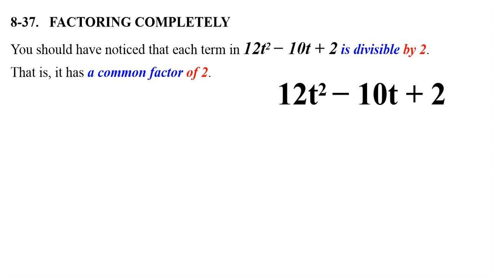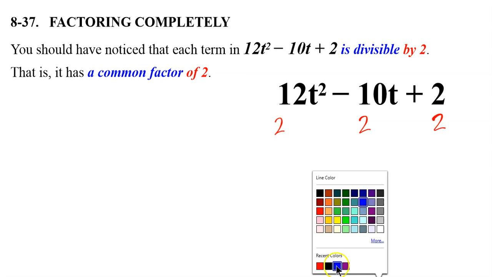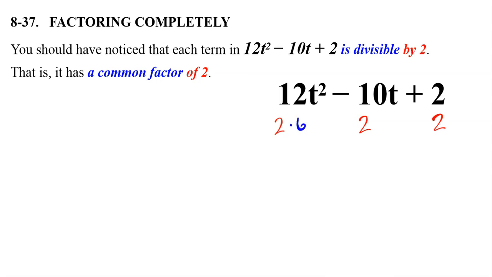So, factoring completely means you can't take it apart. So 12t squared minus 10t plus 2 is divisible by 2 because there's a common factor of 2. So let's go this. This is 2 times something, that's 2 times something, that's also 2 times something. So this is, that's 2 times 6, that's 2 times 5, and that's 2 times 1. No big deal.